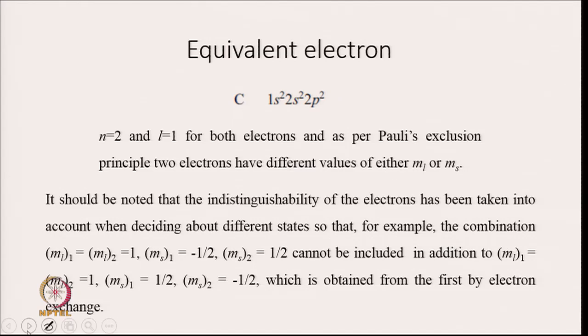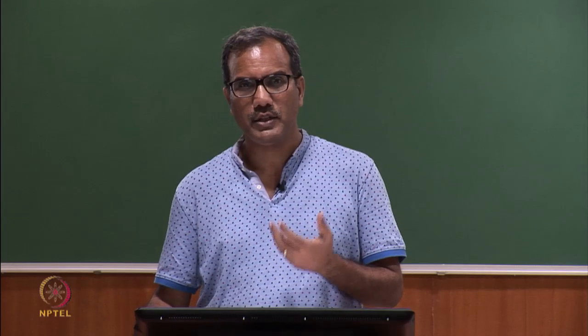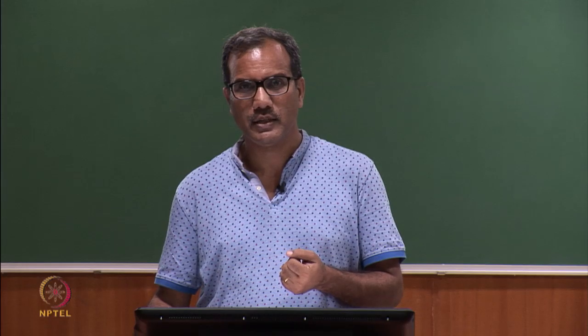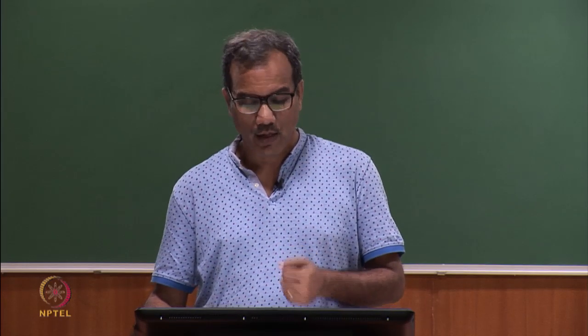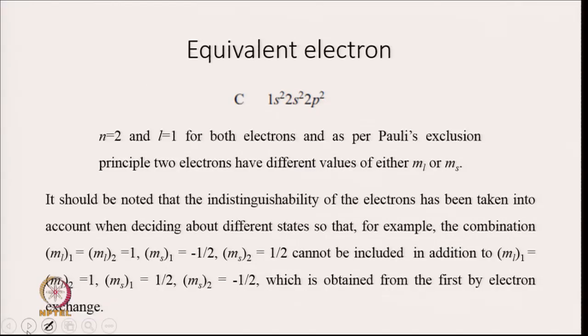Now, we will go to equivalent electrons. Equivalent electrons are a bit different, because we have to take care of Pauli exclusion principle and Hund's multiplicity rule. So, let us see with one example what we mean by equivalent electrons. Let us look at the ground state of carbon. Now, we are looking at the ground state of carbon, not the excited state.